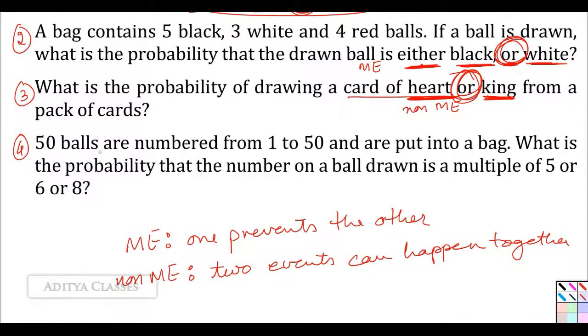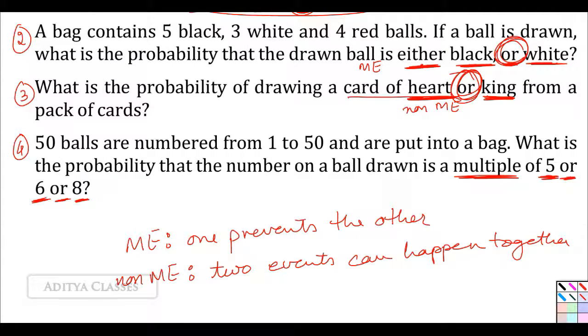Now last question is, 50 balls are numbered from 1 to 50 and are put into a bag. What is the probability that the number on a ball drawn is a multiple of 5 or 6 or 8? Multiple of 5 or 6 or 8. This is what we need to check. What is the probability that it will be a multiple of 5 or 6 or 8? This is what we need to find out.